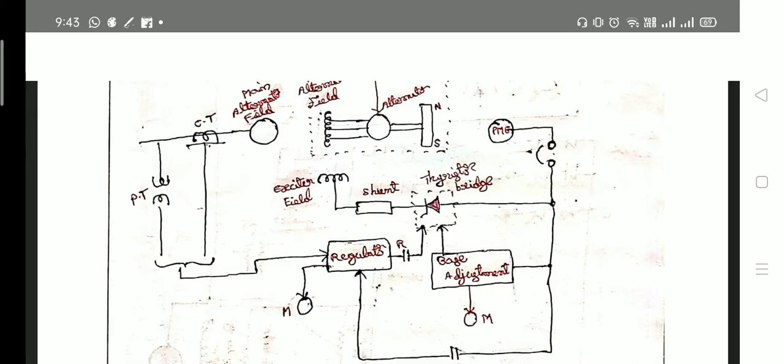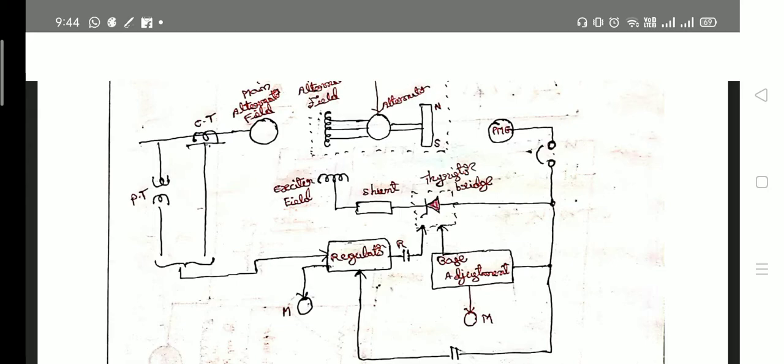We can avoid the disadvantage of manual mode control. We can control automatically by using the regulator here, but here we have a small response in dynamic performance. To increase the dynamic performance, excellent dynamic performance, we can go with the static excitation system. We can increase the stability of the system also.